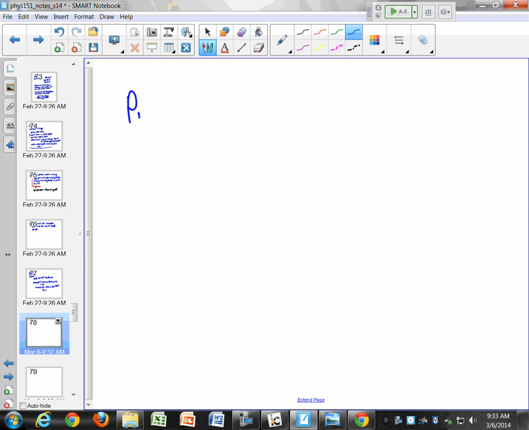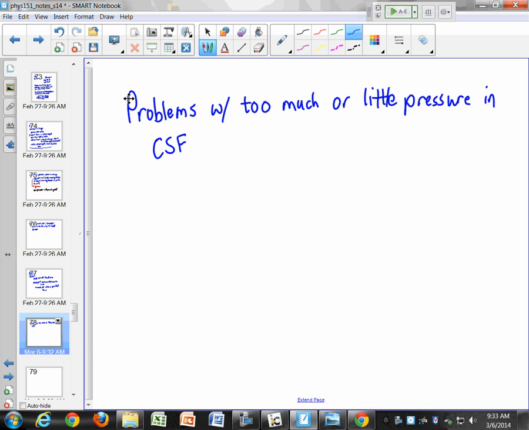So you can have problems with too much or too little pressure in the CSF. And remember, we have two things, both the production and the drainage. So you can either be producing too much, or you can not be draining well enough, or both. Both of those combine to regulate the pressure of the CSF.